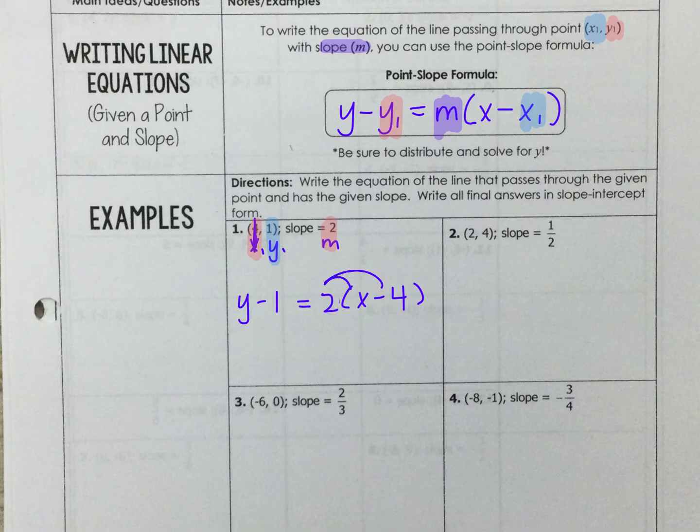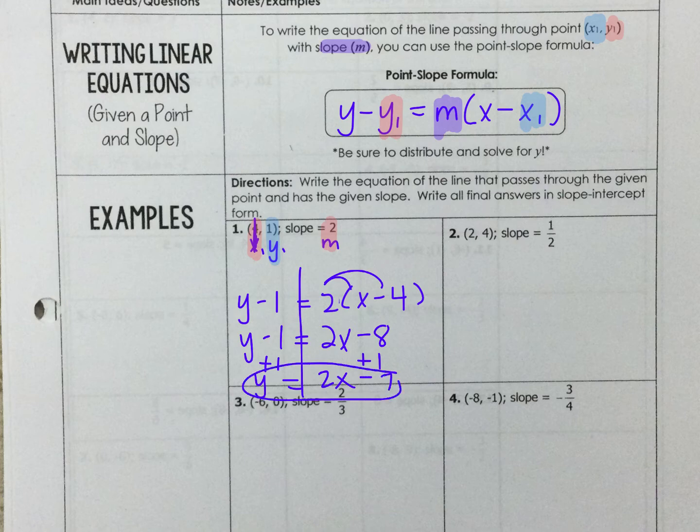So y minus 1 equals 2x minus 8, because I did 2 times x and 2 times negative 4. Now I just need to add 1 because I got to get the y by himself. y equals 2x. You have to put the numbers together. You can't put the 1 with the x. Negative 7. So that is now in slope-intercept form, and you can graph it.